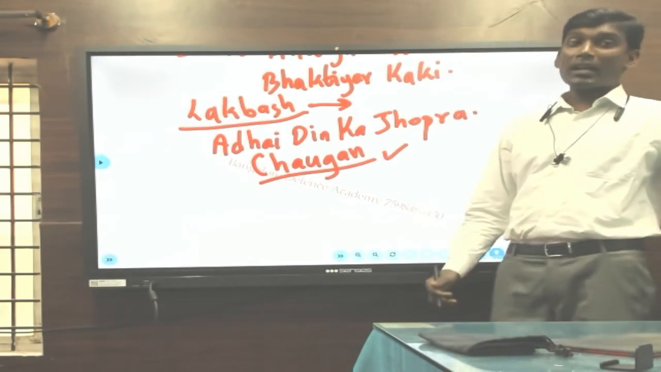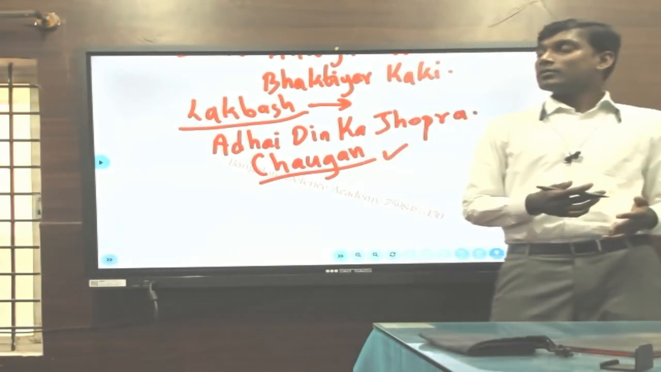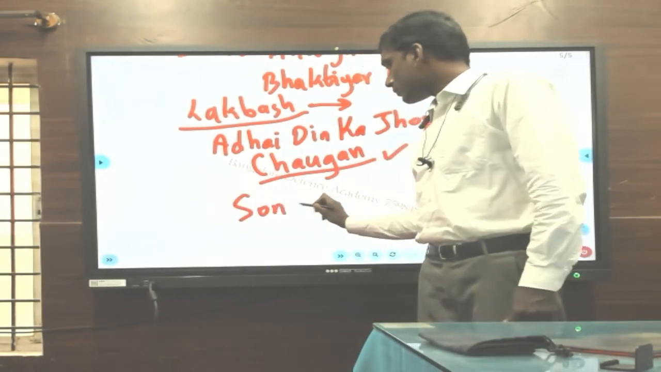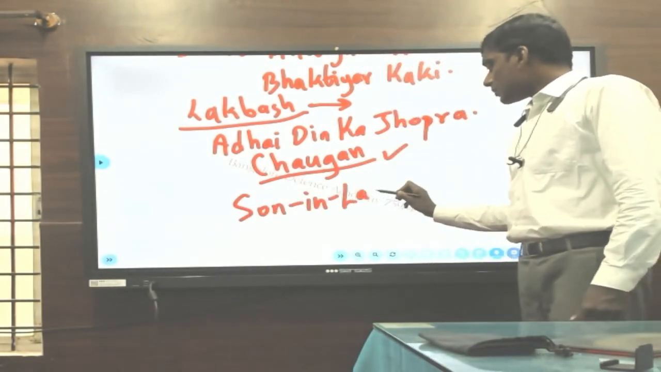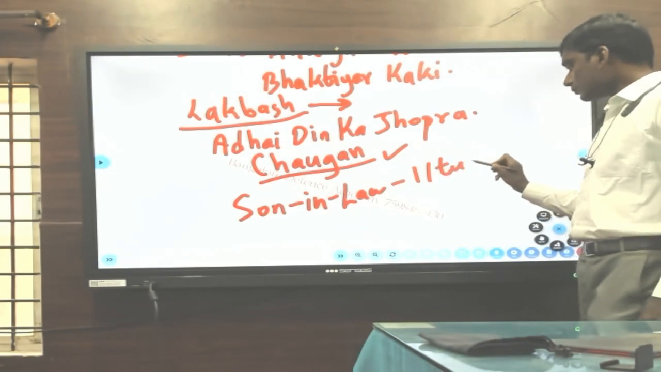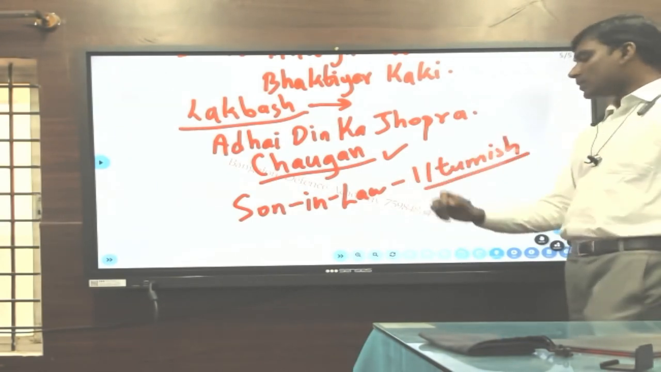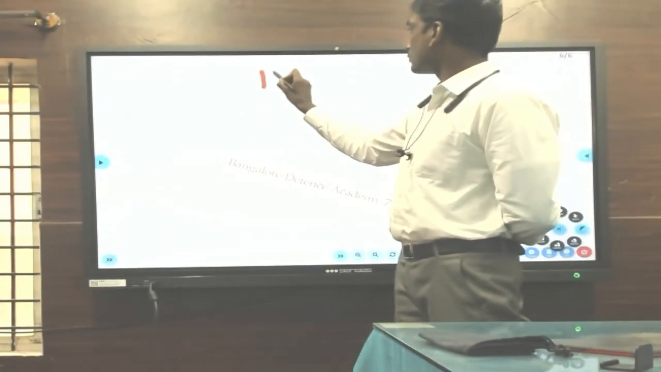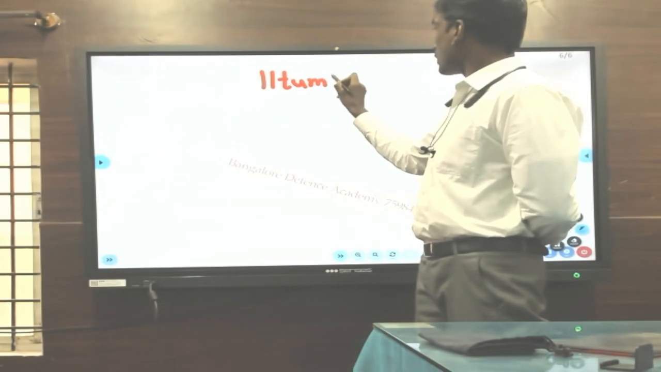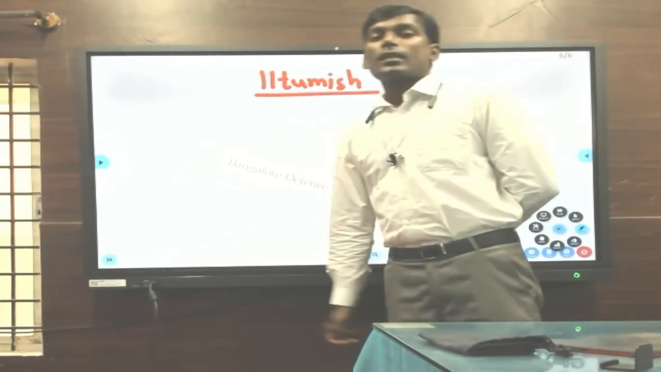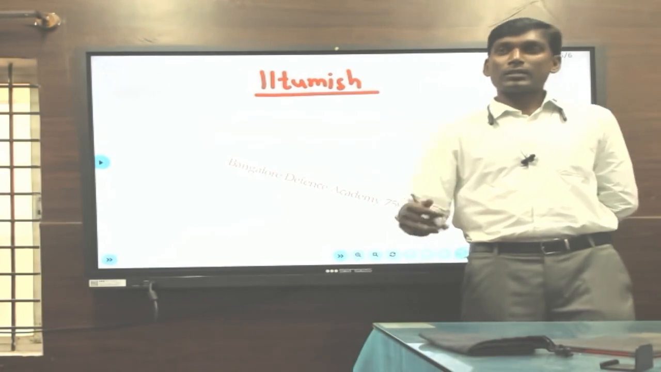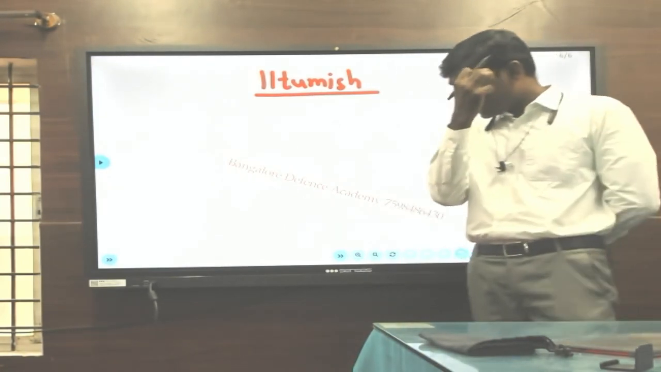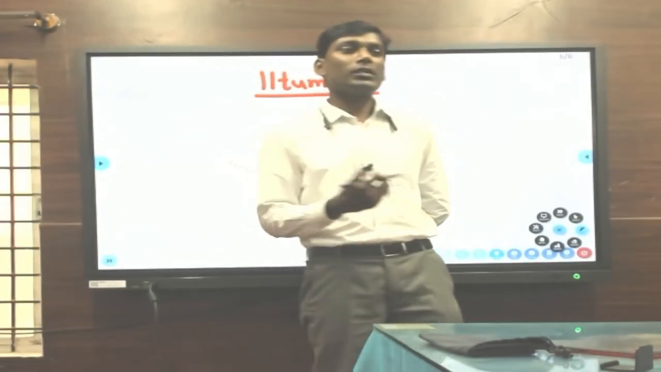So when Qutubuddin Aibak died, on his deathbed his son-in-law was present. His son-in-law's name is Iltutmish. Do you all understand? Iltutmish was declared the next ruler after Qutubuddin Aibak. Do you understand? Okay, now let us have a revision of Qutubuddin first, then we will go on with Iltutmish.